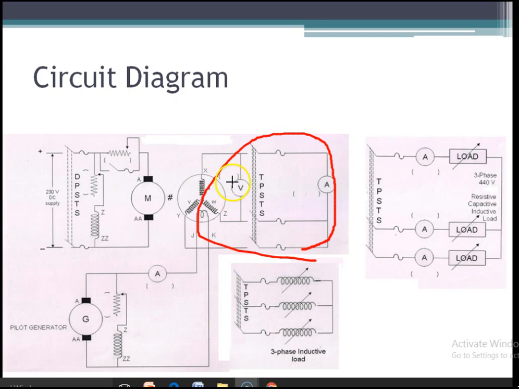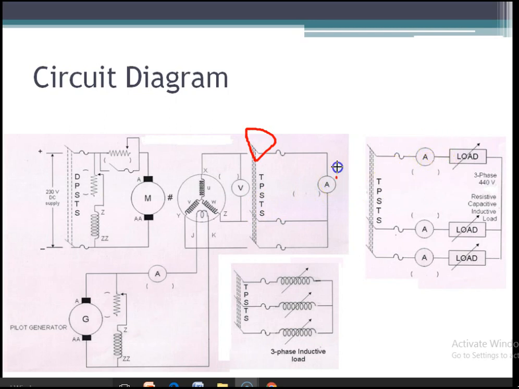See that the voltage available across this voltmeter is always the rated voltage. Now what you have to do is close this TPSTS. Before closing this, take one reading at no-load condition.